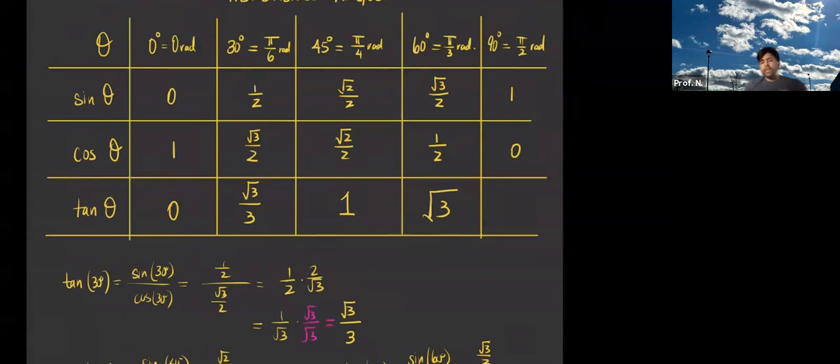And finally, the last one. What is tangent of 90 degrees? Isn't it just sine of 90 degrees over cosine of 90 degrees? So isn't it 1 divided by 0? What is 1 divided by 0? Can anyone tell me what is 1 divided by 0? 0? So if you have 1 pizza and you divide it among 0 people, they get 0 pizza.